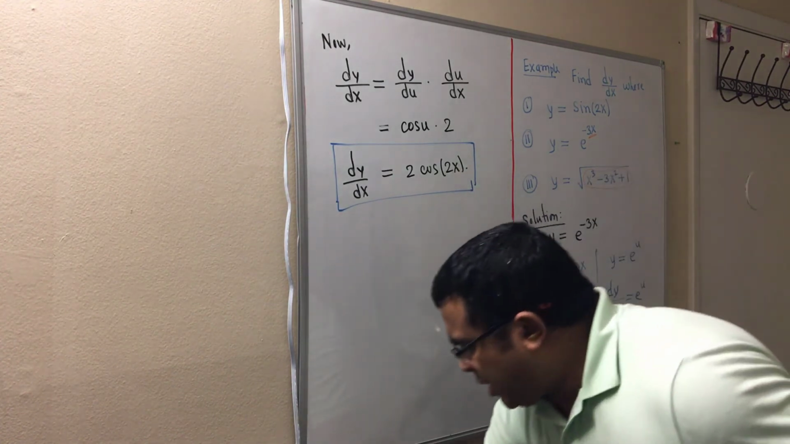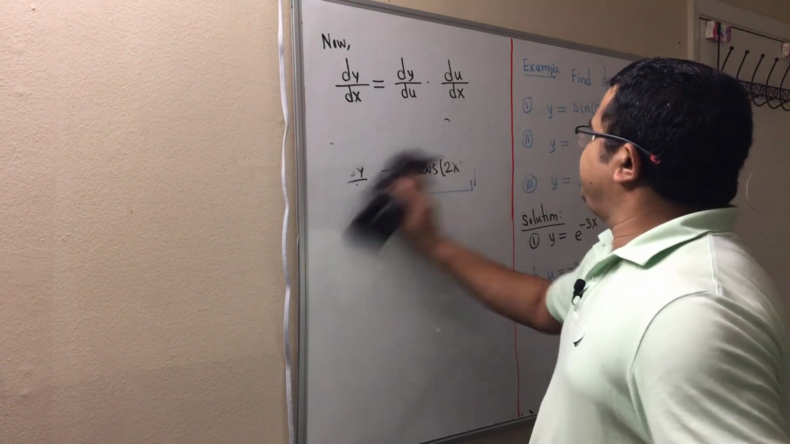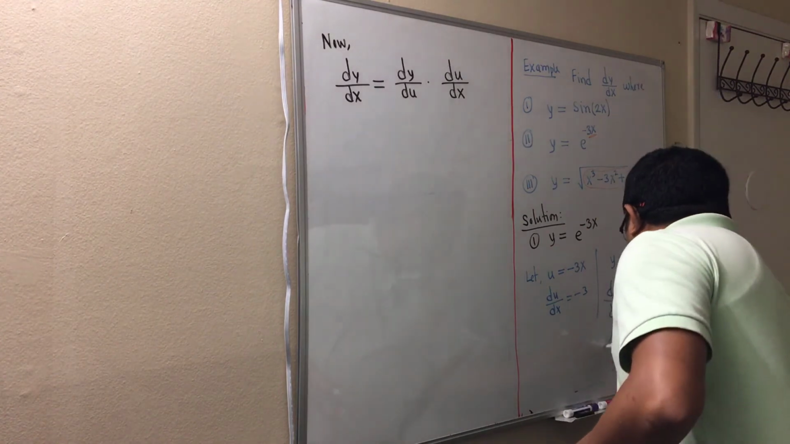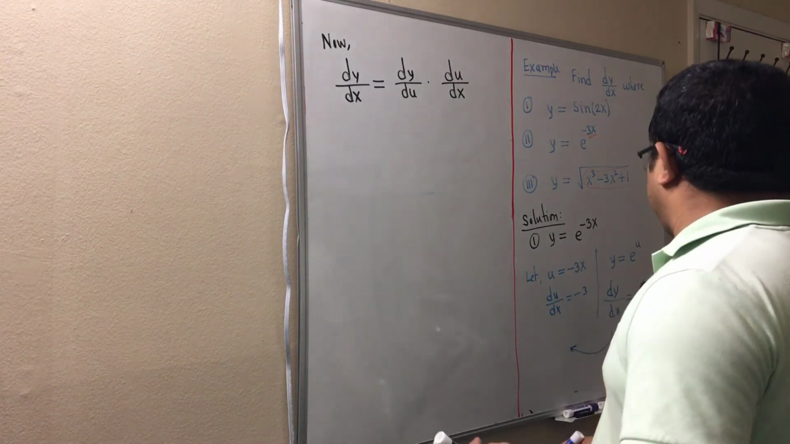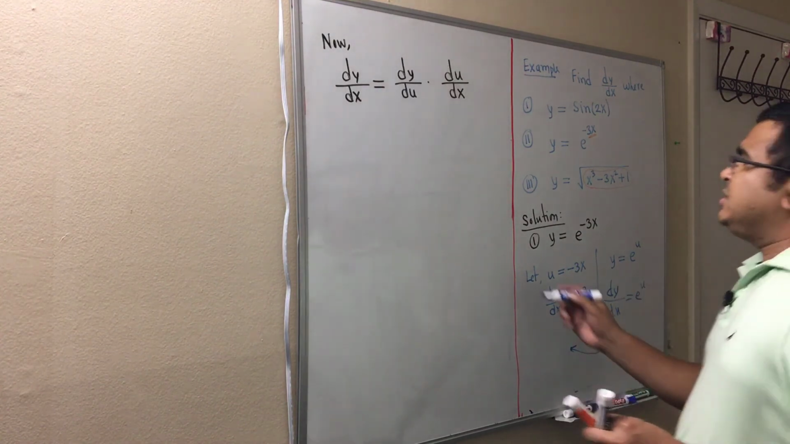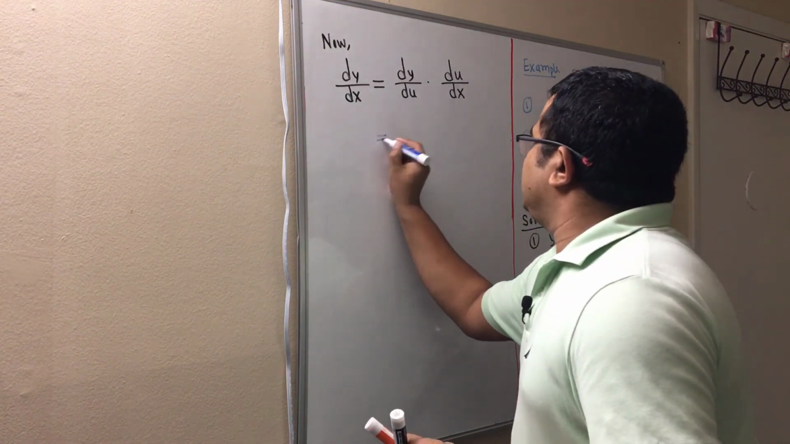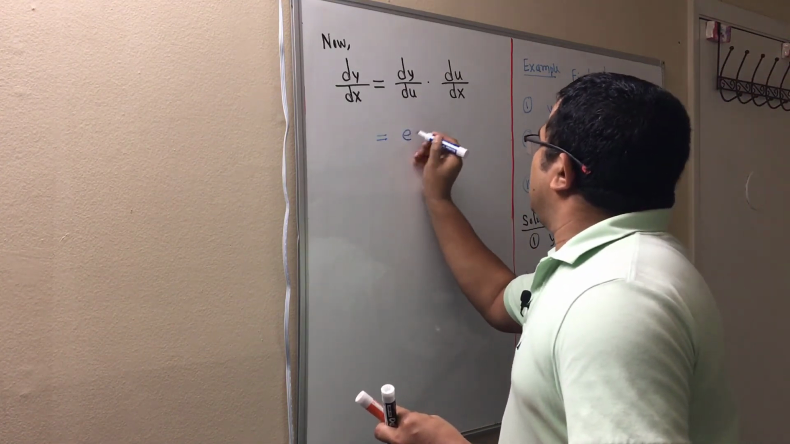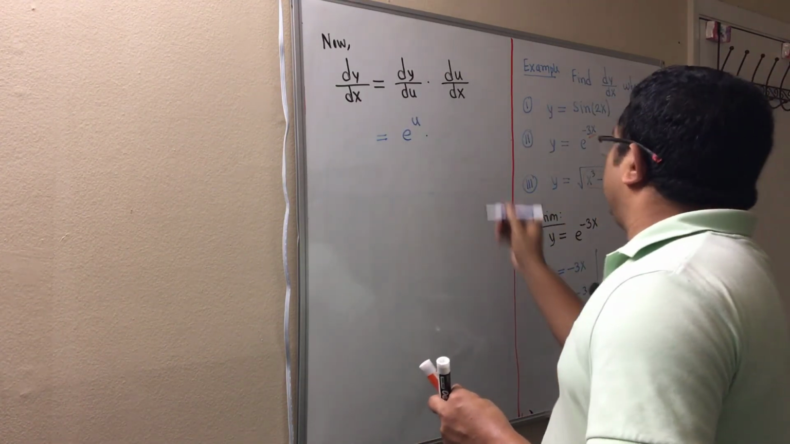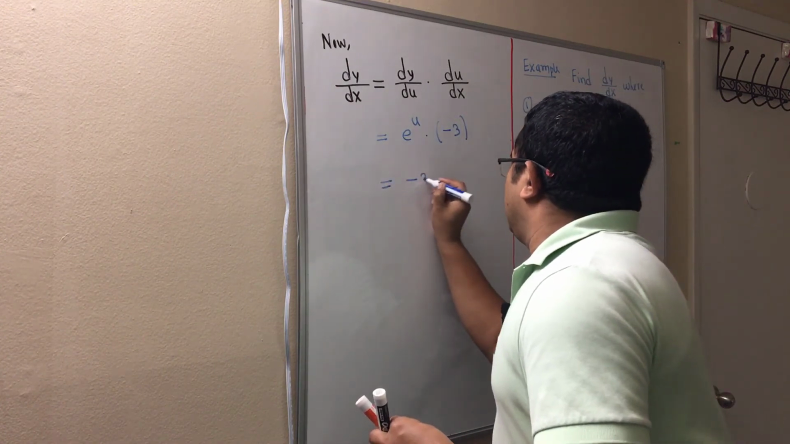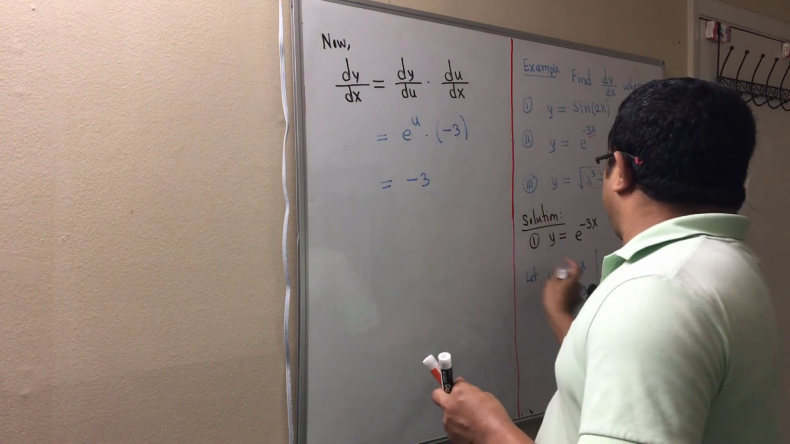Now, according to the chain rule, du over dx is negative 3 and dy over du is e to the power u. So, plug those values here. So, dy over dx is e to the power u times negative 3, and u is negative 3x.